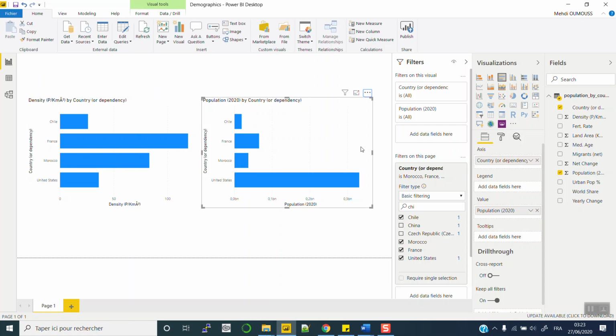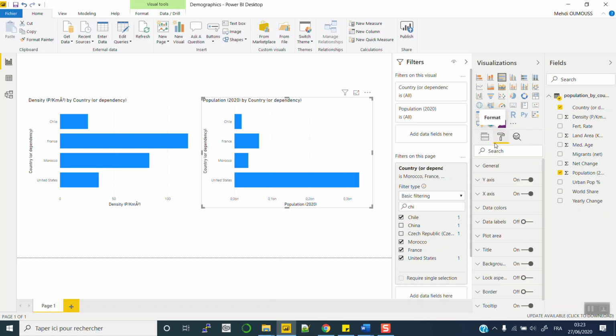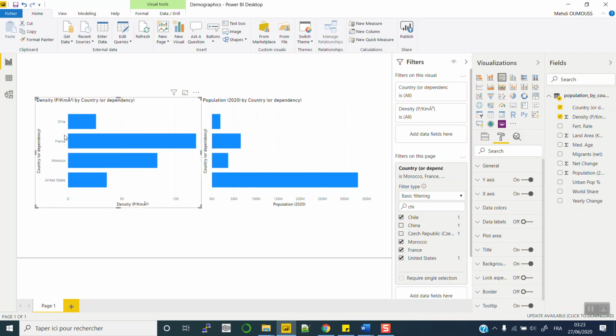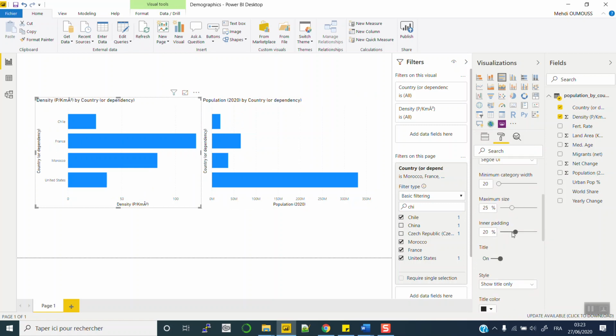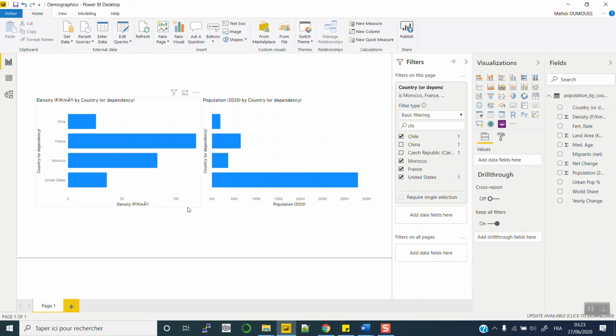Then the next step I'm going to do is pick the second one and go to the formatting, and I'm going to take off the y-axis, and this way I have a much more proper visualization, where we have one country, and I can see its two different stats, one next to the other.